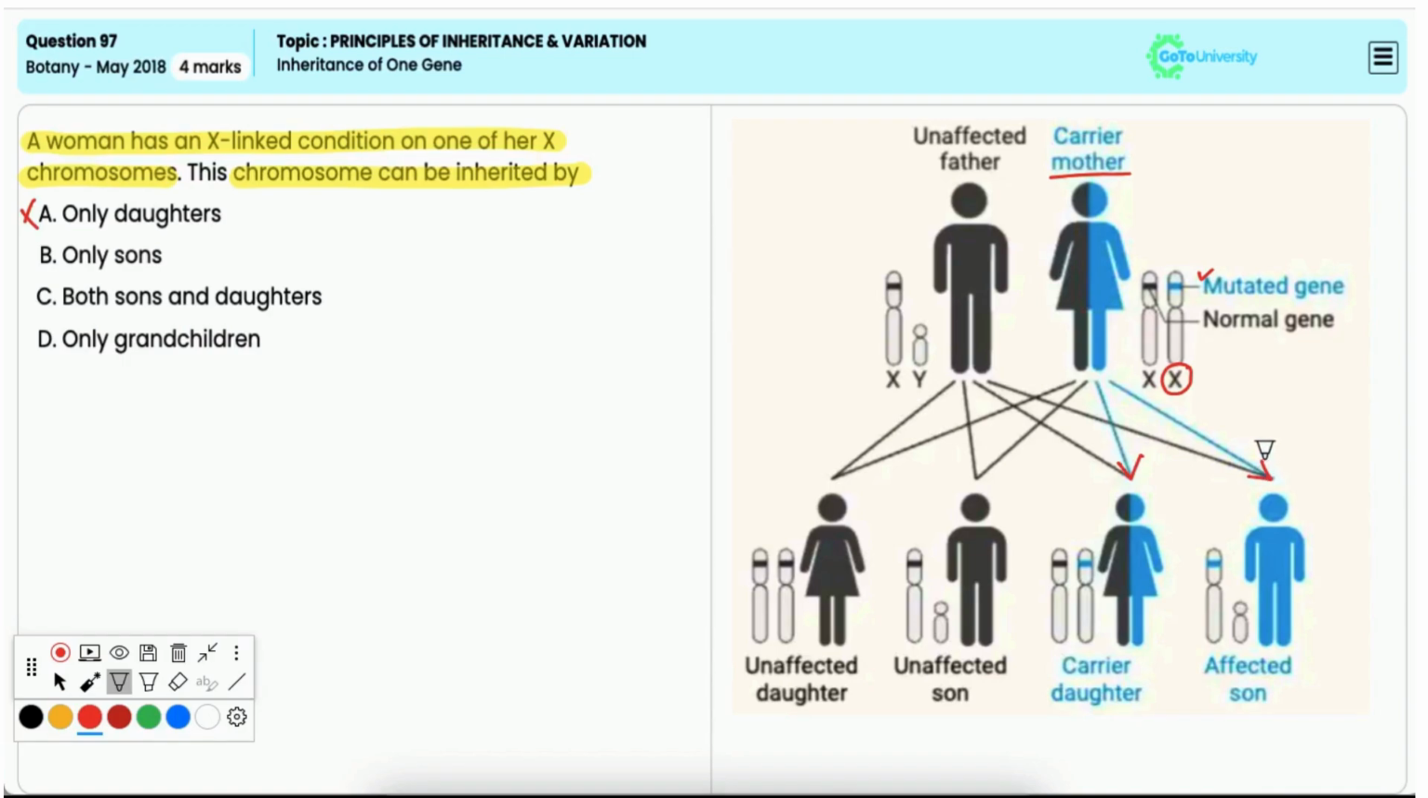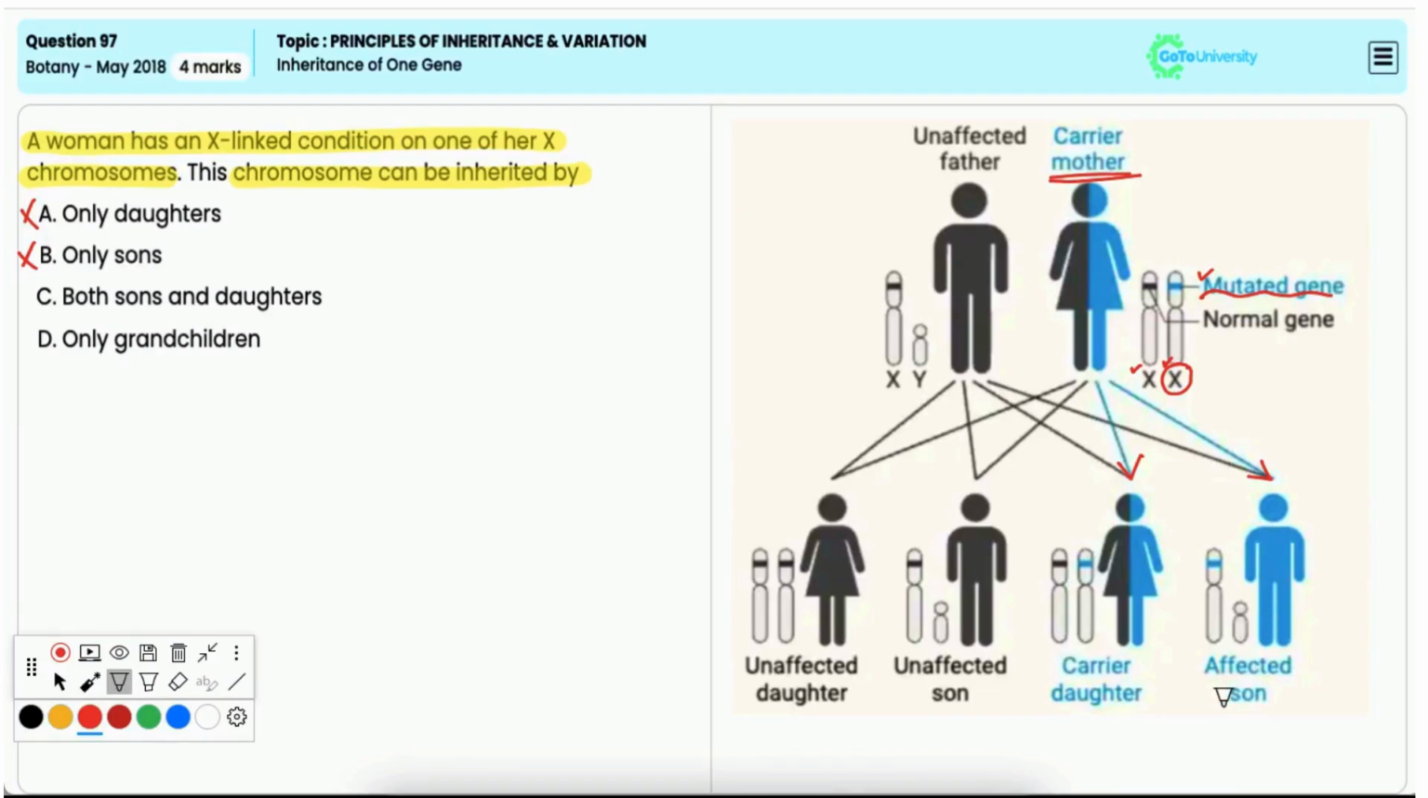Option B, only sons. It is also incorrect because of the above stated reason. Option C, both sons and daughters. Now a woman has two X chromosomes and she can pass either one to her child.